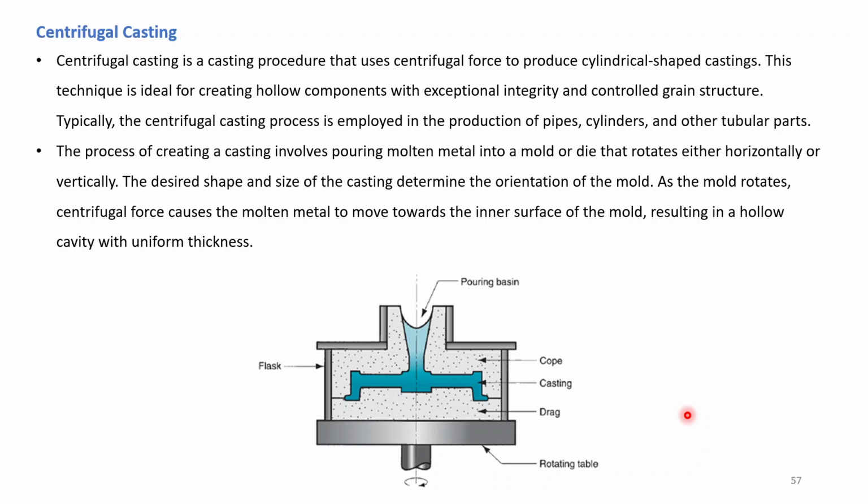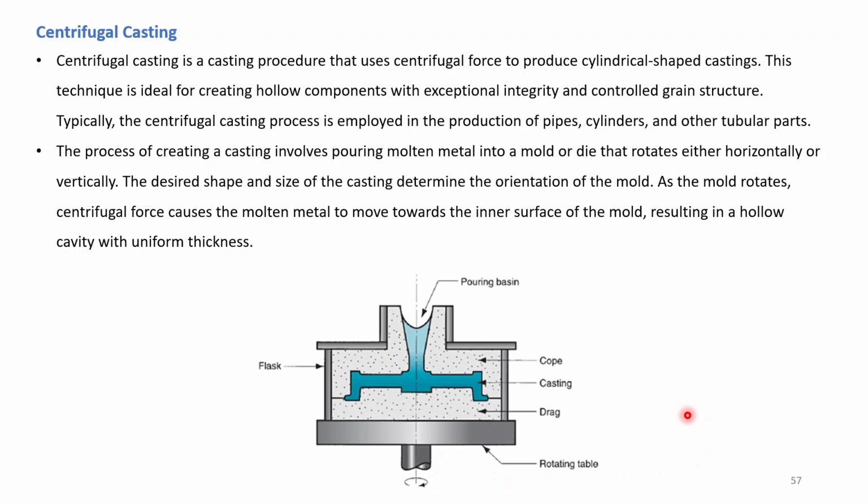Okay, so we are going through lecture notes. So next is centrifugal casting. These castings are not defined in lecture notes, but you need to know briefly what these are about. Typically the centrifugal casting process is employed in the production of pipes, cylinders and other tubular parts. So these will be hollow in shape.